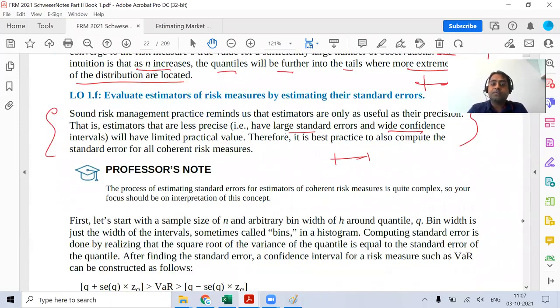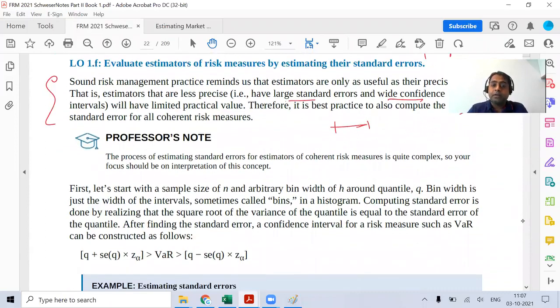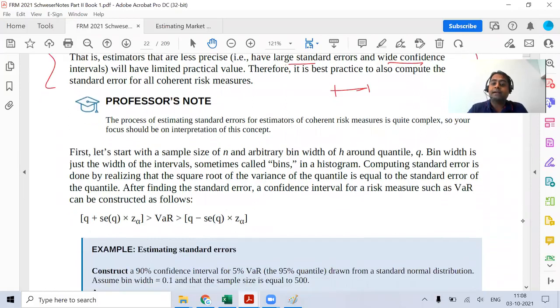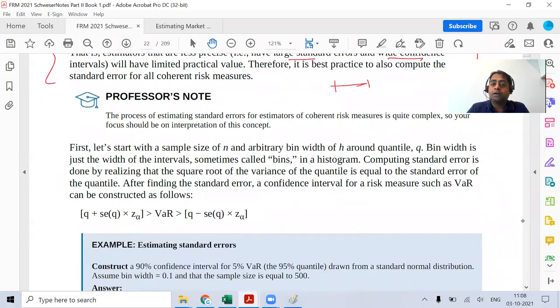Okay, but if we want to find the confidence interval, you'll need to first find the standard error. And how do we find standard error? This is not a straightforward process.